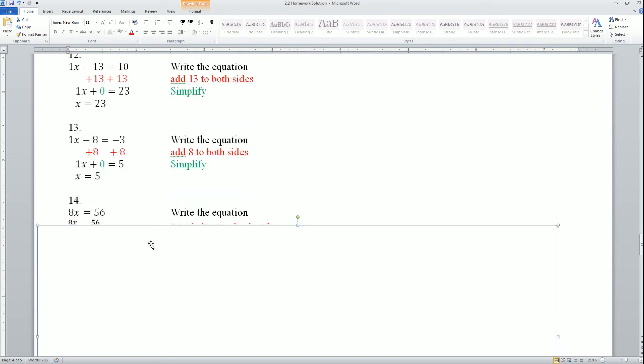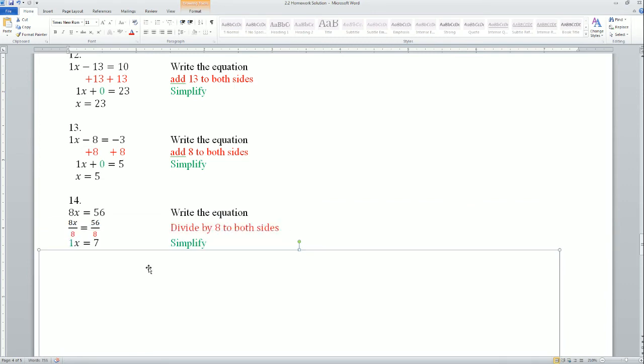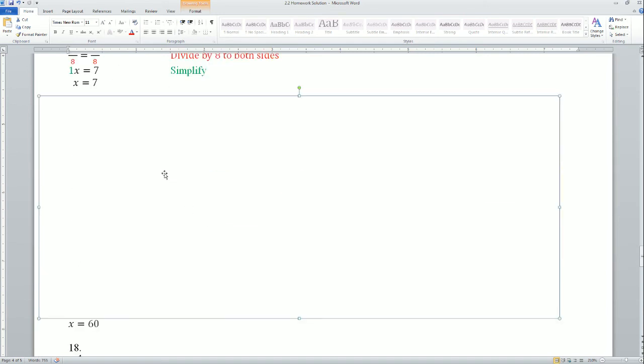14. 8x equals 56. Write the equation. Divide both sides by 8 because you're trying to get the variable alone. You get 1x equals 7. Notice how it's a 1 because 8 over 8 is 1. Simplify into x equals 7.